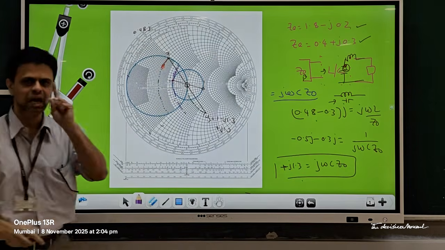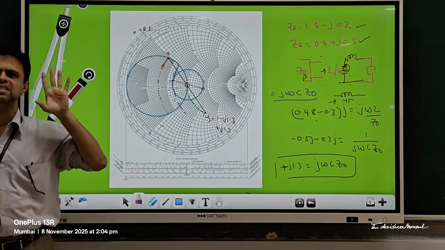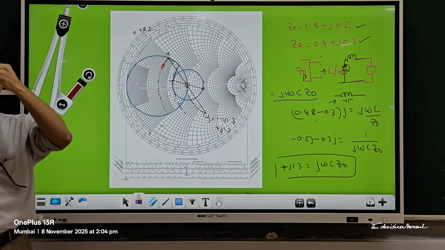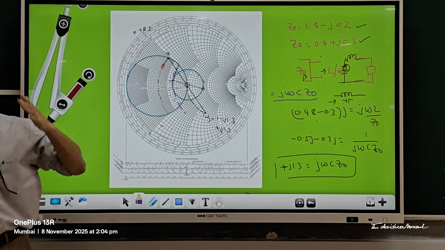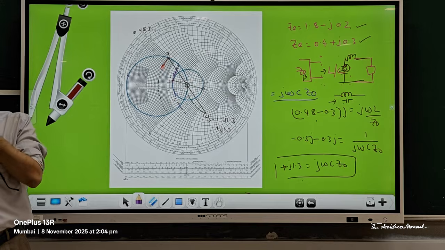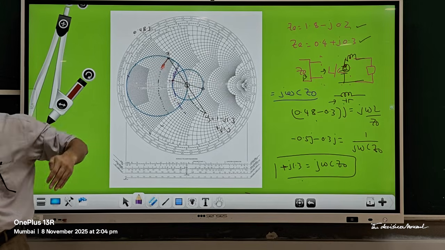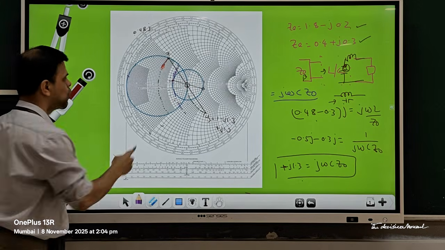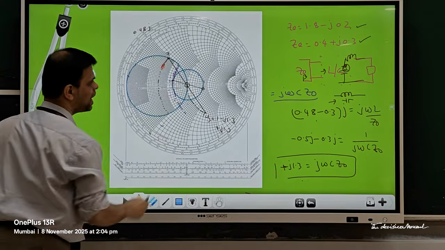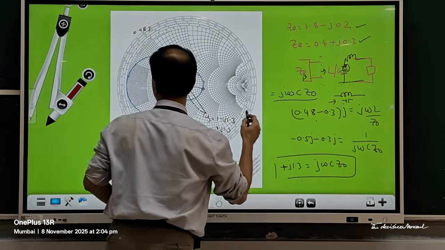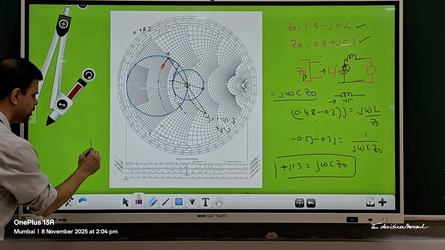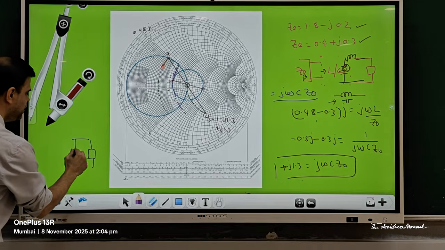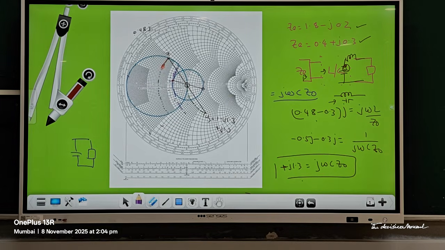That difference is now equal to j omega C Z naught because we are working in the admittance domain. We are using the Z Smith chart as a Y Smith chart. So we are over here. Initially, this was our load impedance, and now we have added a parallel capacitor.